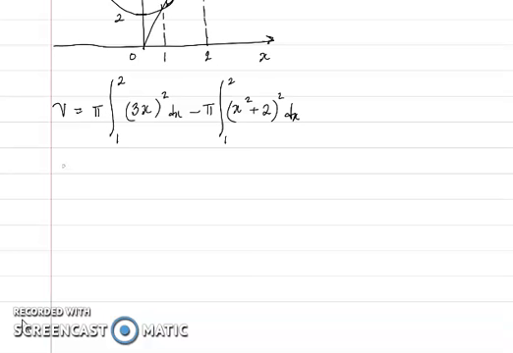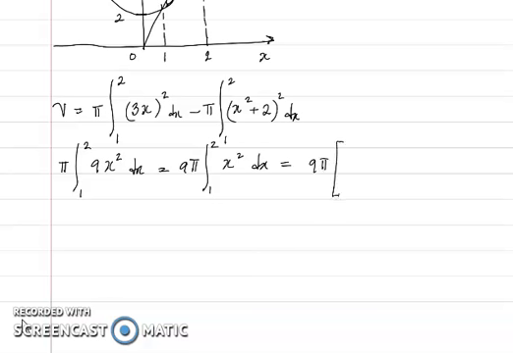So the first one, pi times the integral from 1 to 2 of 3x squared, which turns out to be 9x squared dx, would be equal to 9 pi times the integral from 1 to 2 of x squared dx. Then I have x cubed divided by the new power, which is 3, from 1 to 2. First, I'm going to replace x with 2, so what I have is 9 pi.